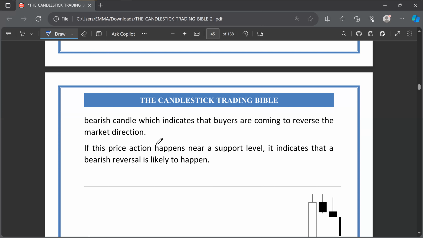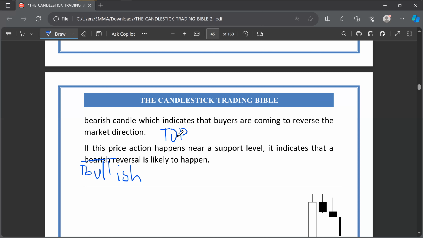If this price action happens near a support level, it indicates that the bearish reversal, so it should actually be what? A bullish reversal is about to happen. That's the mistake, right? So like I said, if I see a mistake, any grammatical or whatever, I have to come in with that. So that is it. So this is bullish, if we are still talking about the Tweezers bottom.